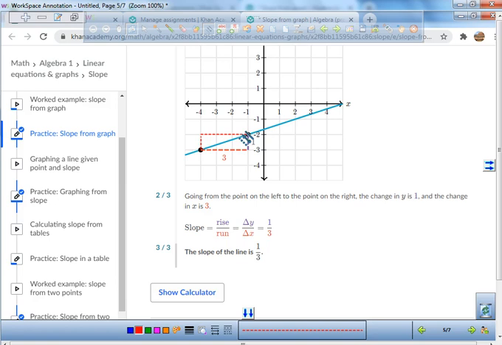Right now, you have one thing to do today. I want you to do the assignment, slope from graph. Good luck.